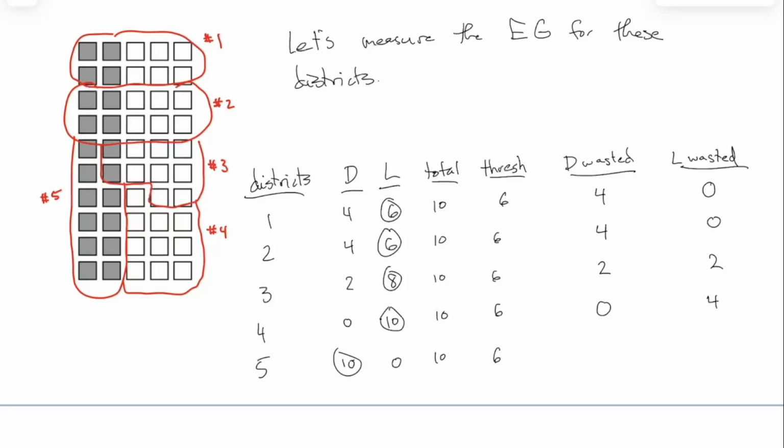And then the last one is similar, but it's the other way around. So the last one, the L's lost. Every vote for the loser is wasted. So the L votes here are all wasted, but it's 0. The 10 was 4 extra, so it's like so.